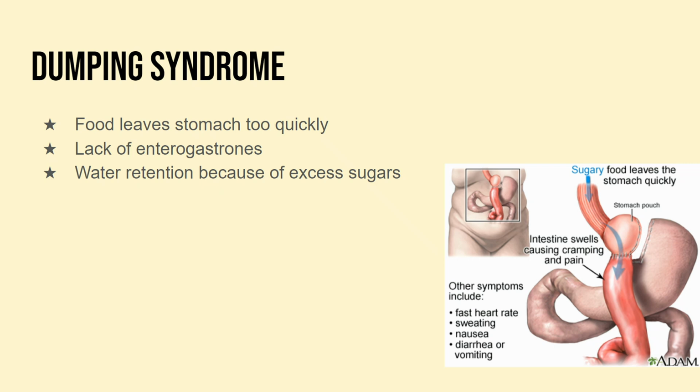So then dumping syndrome describes when gastric emptying is just happening too fast. So the enterogastrone hormones aren't working properly, and food is just leaving the stomach too quickly, which then drives water into the small intestine because you have a bunch of things that aren't getting absorbed into the blood, and when you have high solute concentrations, you're driving more water into the small intestine. So then that can lead to diarrhea because you have a lot of water and your food isn't getting absorbed.